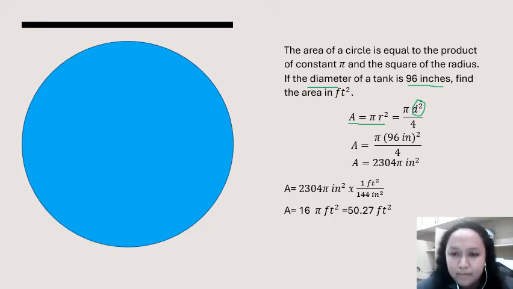Okay? So, substitute. Direct substitute that class. So, may 96 inches ka na. Pinapakita lang dito sa atin na diameter ng tangke, 96. Pinapahanap sa atin yung area. So, this is now the area in square inch class. But take note, the problem, pinapahanap sa atin is in square feet. So, you need to convert that.